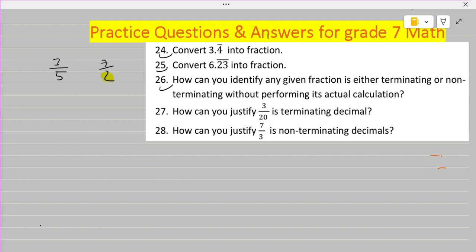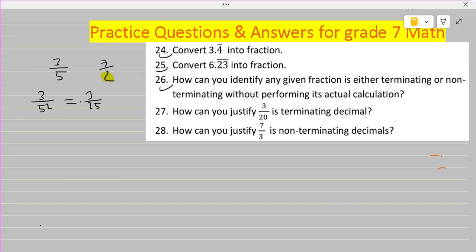Or their powers alike. Suppose there is 3 divided by 5 square, I mean 3 by 25. So if it consists of powers of 5, 5 square, 5 power 3, any, right? Or 2 square, 2 power 4, 2 power 5, any, or their product. So if those values are in the denominator, they will be terminating decimals, so you have to mention that here.